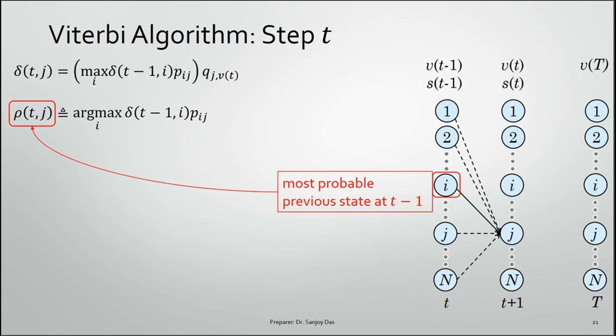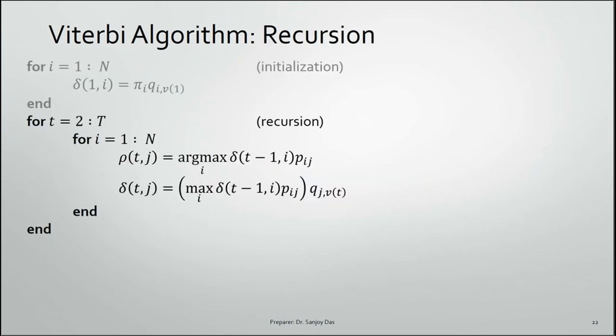And this is the most probable previous state at t minus 1. So this is the main algorithm. For t equals 2 to n, because for t equals 1, we already computed the deltas. And for t equals 2, and to t, what we do is for each state, we find rho and delta. Now, why wouldn't we have rho here? Because rho is meaningless when we are in the time state.